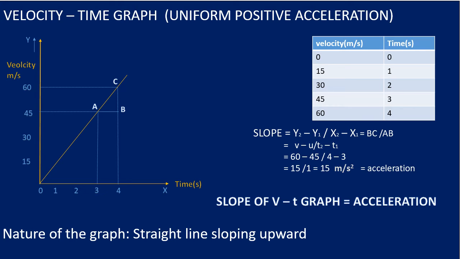So when we take the slope, that is y-intercept by x-intercept, we are dividing change in velocity by time, and hence we get the answer as how much, children? We get the answer as 15 meter per second square. So the slope of the velocity time graph here gives us acceleration. So the nature of the graph is a straight line that is sloping upwards.